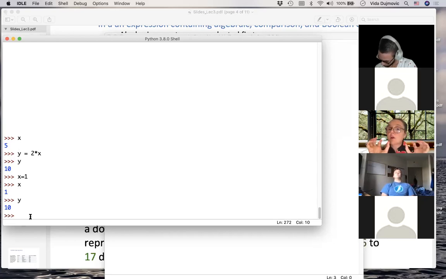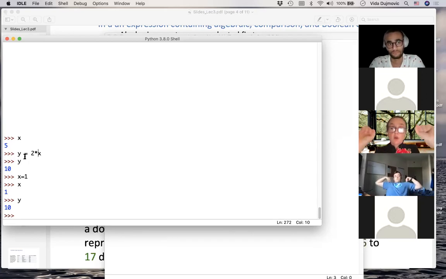You can think of variables as little buckets. Here's a bucket called x, here's a bucket called y, and with this assignment operator, you're putting that value in the bucket. The only time the value is replaced is when you use another assignment operator.